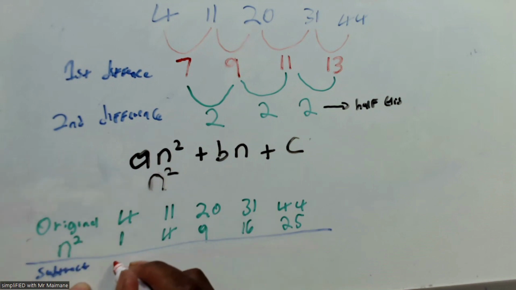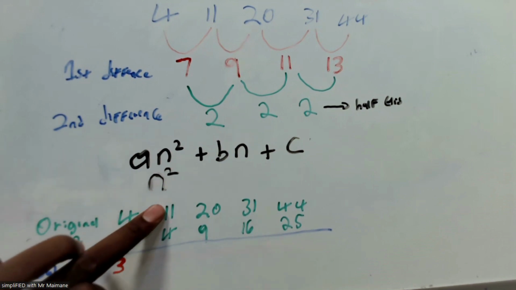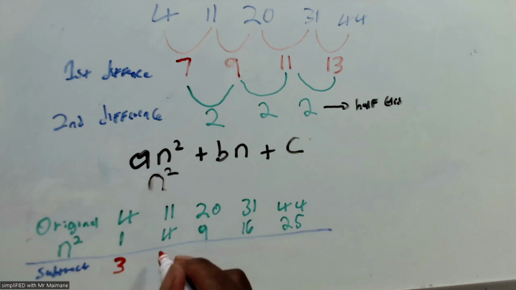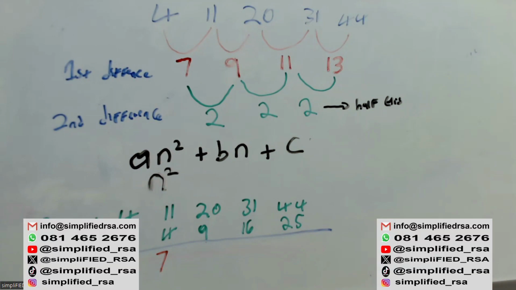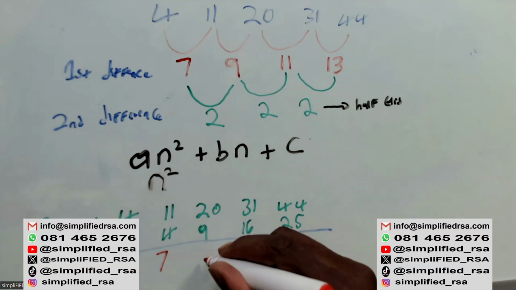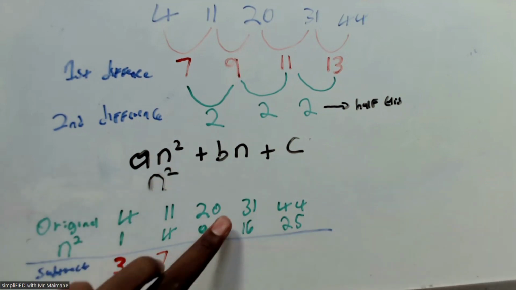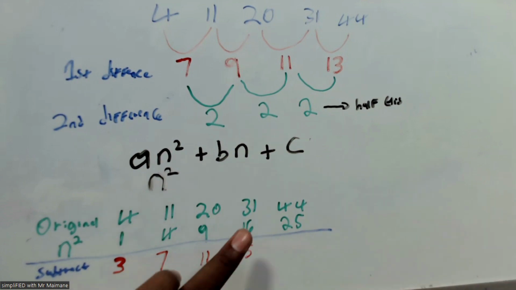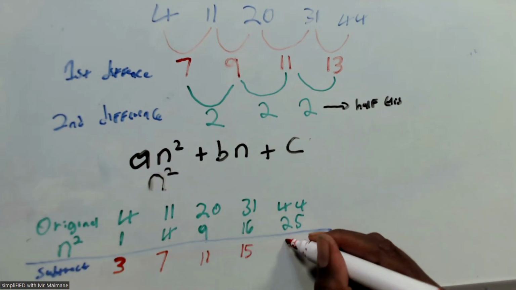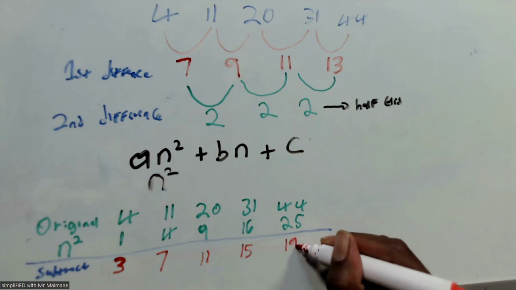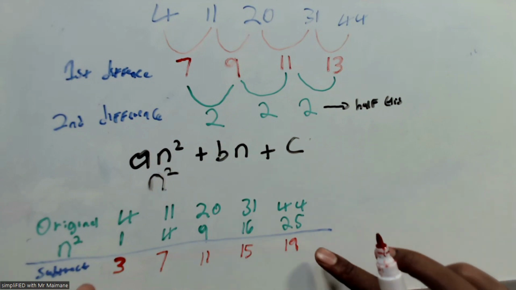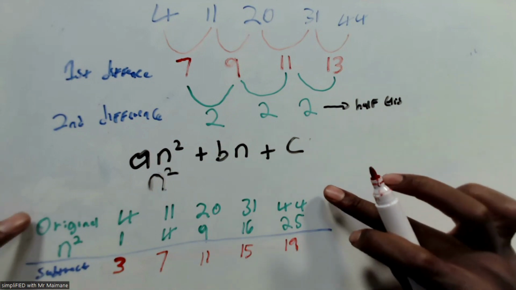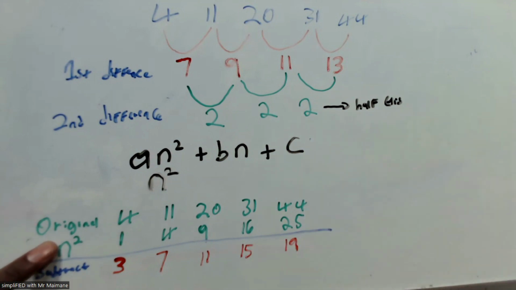So like I say, the next step is to subtract. 4 minus 1 will give us 3. 11 minus 4 will give us 7. 20 minus 9 will give us 11. 31 minus 16 will give us 15. And then 44 minus 25 will give us 19. So that's our new sequence. We get the new sequence from subtracting the original from n squared.